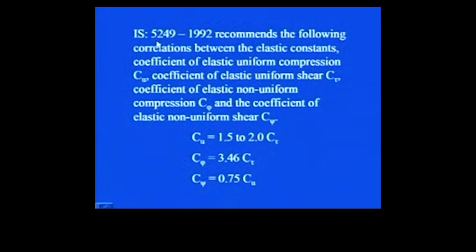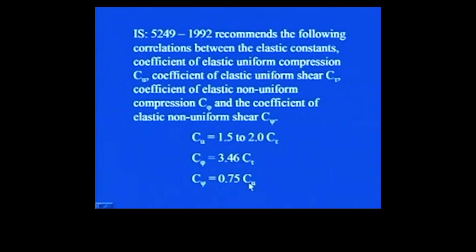Then IS 5249/1992 recommends the following correlations between the elastic constants: coefficient of elastic uniform compression Cu, coefficient of elastic uniform shear C tau, coefficient of elastic non-uniform compression C phi, and the coefficient of elastic non-uniform shear C psi, as Cu is equal to 1.5 to 2 times C tau. C phi is equal to 3.46 C tau and C psi is equal to 0.75 Cu.